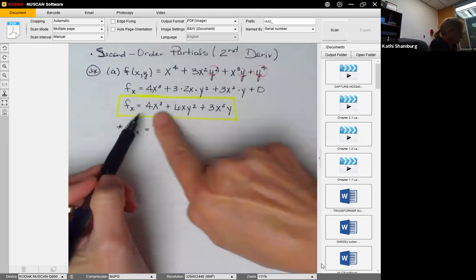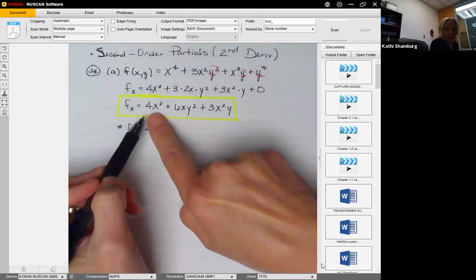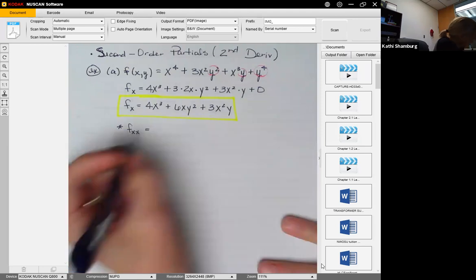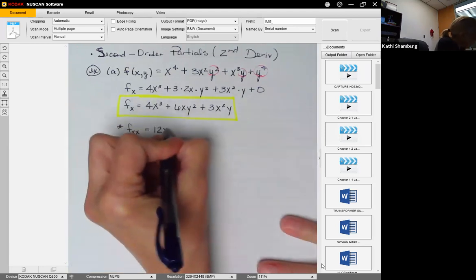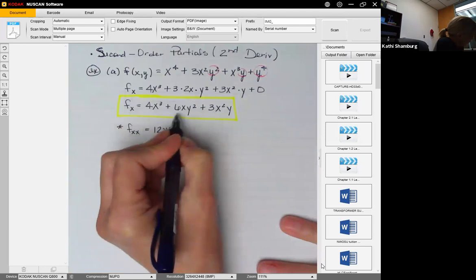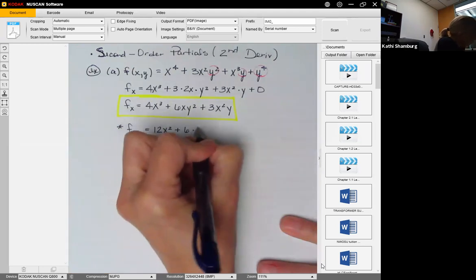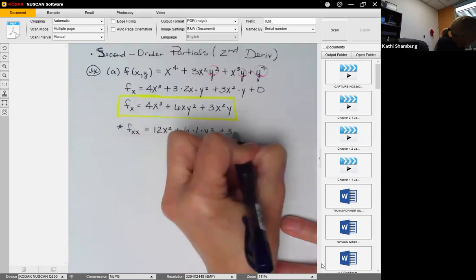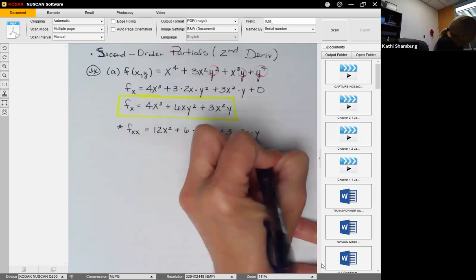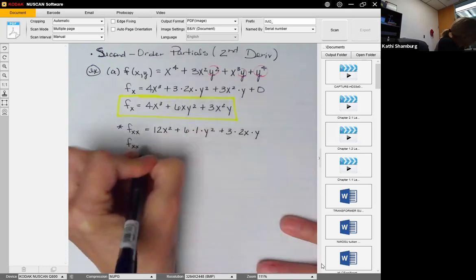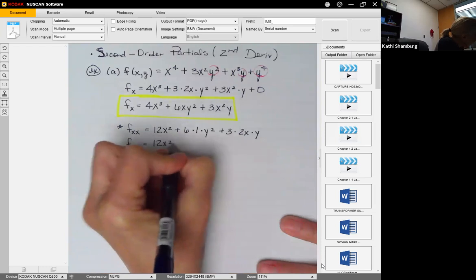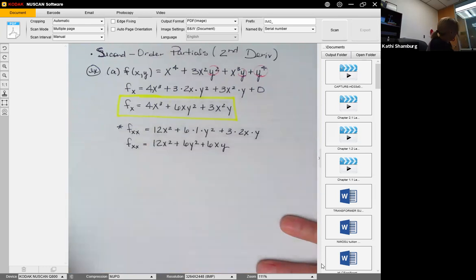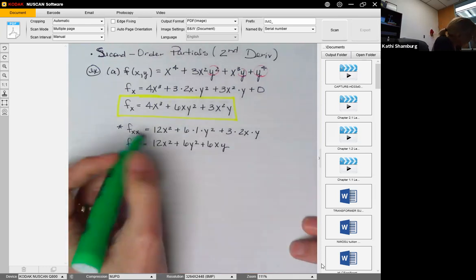So we're going to look here in this one. X, you're going to take the derivative, so the y squareds and this y are your constant multiples. So we would have 12x squared plus 6 times 1 times y squared plus 3 times 2x times y. So in cleaning that up, we get 12x squared plus 6y squared plus 6xy. So here is your second derivative.